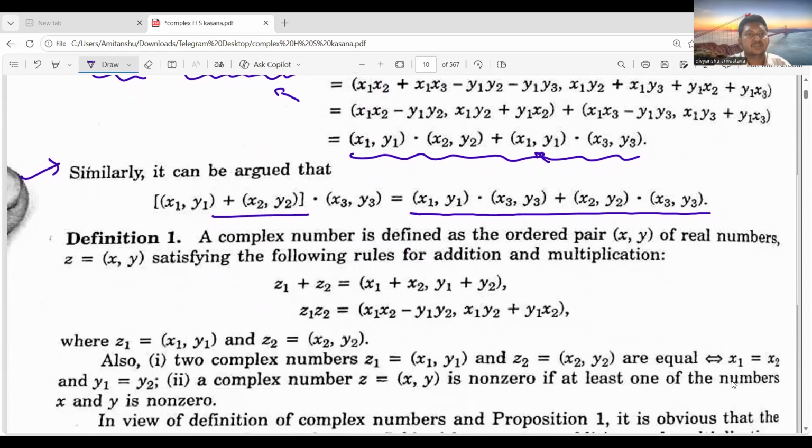Now come to the definition part. The definition tells about a complex number, which is defined for the ordered pair x and y in the real numbers, and the representation is z. z will be (x, y). So these are the ordered pairs. Here are the rules for addition and multiplication. So z1 plus z2 is x1 plus x2, and for multiplication, you get this. These both are commutative things.